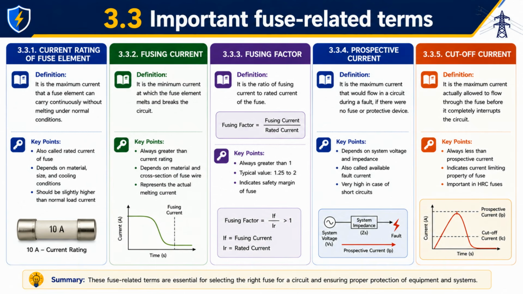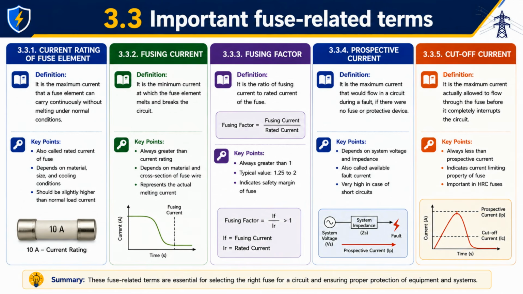2. Fusing current. It is the minimum current at which the fuse element melts. It is always greater than the current rating. It represents the actual current that causes the fuse to blow. 3. Fusing factor. Fusing factor equals fusing current divided by rated current. Its value is always greater than 1. Typical value is 1.25 to 2. It shows the safety margin of the fuse.